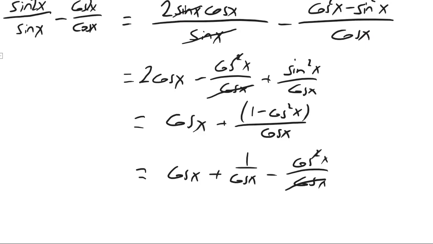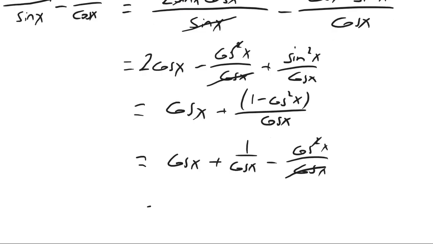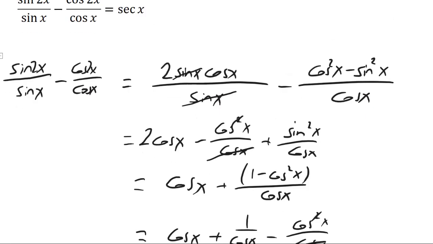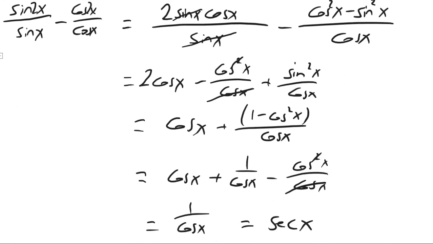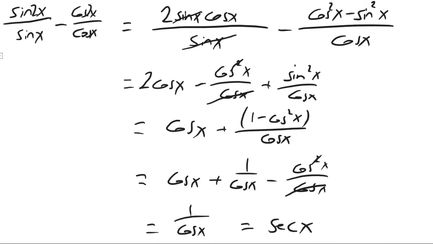So these reduce. And then we have a cosine x minus cosine x, so that zeroes out. So we have left over 1 over cosine x, which is secant x. There we go. That's the right-hand side up there. So let me just squeeze it in once more. There's the proof right there.